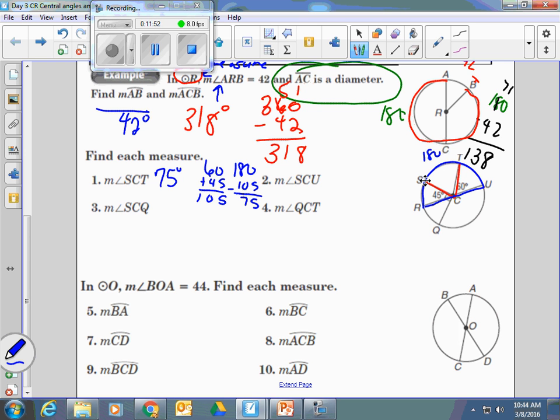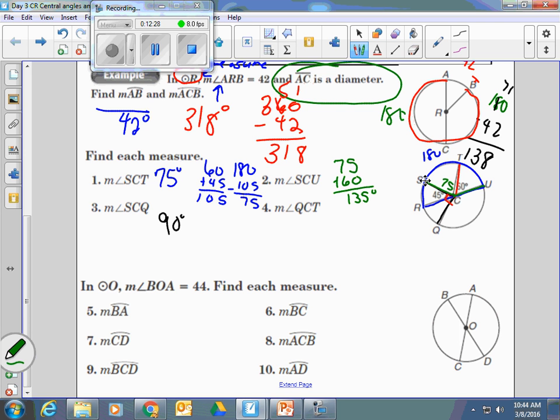The next one is asking for SCQ. How big is SCQ? 90 degrees. How do I know that one's 90 degrees? Because it has a little mark right there. Good, because it has this little box. Excellent job. The next one is asking for SCU. 135. Why? Because from number 1 you add 75 to 60 and you get 135. Excellent job. 135 degrees. Fantastic.